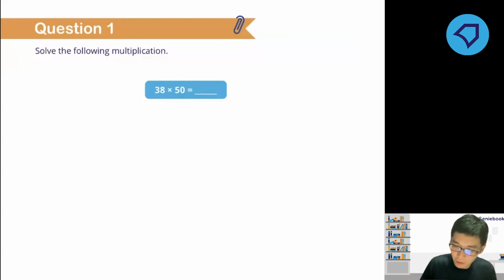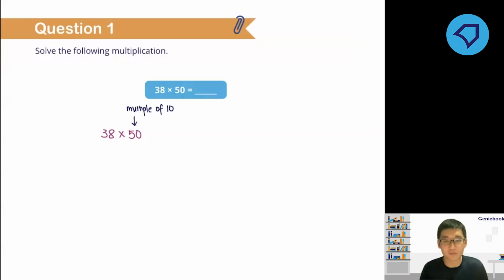All right, so let me teach you again. Now, when I have 38 multiplied by 50, where I know that 50 is a multiple of 10, all right? Right, 50 is a multiple of 10. So what I can do first is I can split up my 50 into something times 10, right?